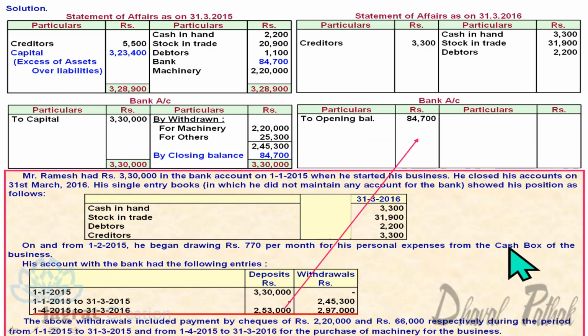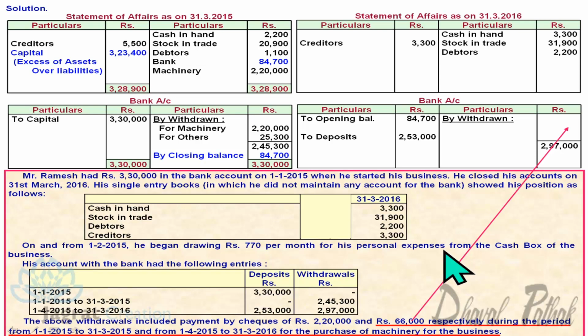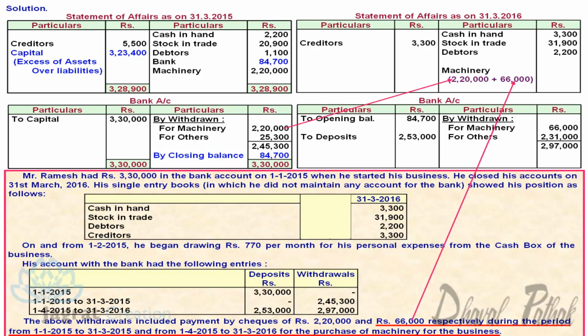Now these are the deposits. From that, withdrawals will be deducted. In these withdrawals, payment is made for machinery, 66,000. So what is the total machinery to be shown in this balance sheet? That will be previous purchases 2,20,000 plus additional payment 66,000. Both together will appear on the asset side. So machinery 2,20,000 plus 66,000. Now 2,31,000 are the remaining withdrawals for expenses, purchases, etc.